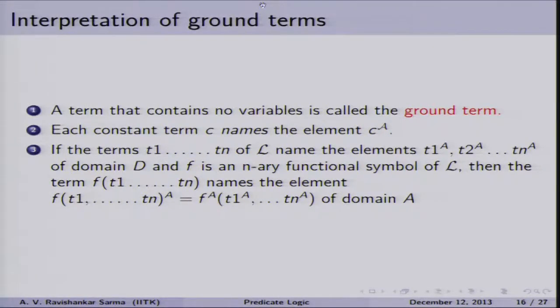So in this context, let's talk about interpretation of ground terms. A term that contains no variable is considered to be a ground term, and each constant term c names that particular kind of element as c^A. A is considered to be the structure, the domain. If the terms t1 to tn of L name the elements t1^A, t2^A, up to tn^A of the domain D, and f is an n-ary functional symbol of L, then the term f(t1 to tn) is also considered to be a term, which names the element f^A(t1^A, ..., tn^A) of the domain A.